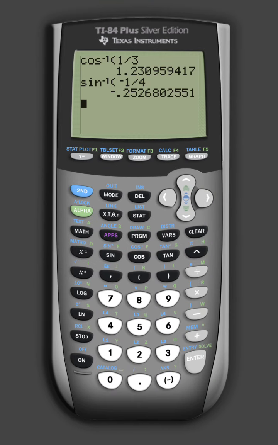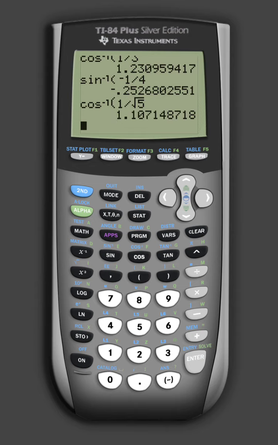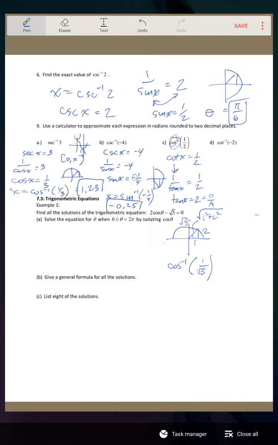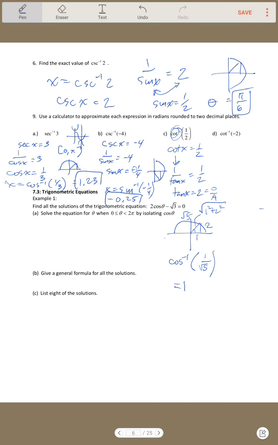Cosine inverse of 1 divided by square root of 5. And we get a value of 1.1, and let's round that to the nearest hundredth. So 1.11. Okay, so this value is 1.11. Alright, let's do the next one.